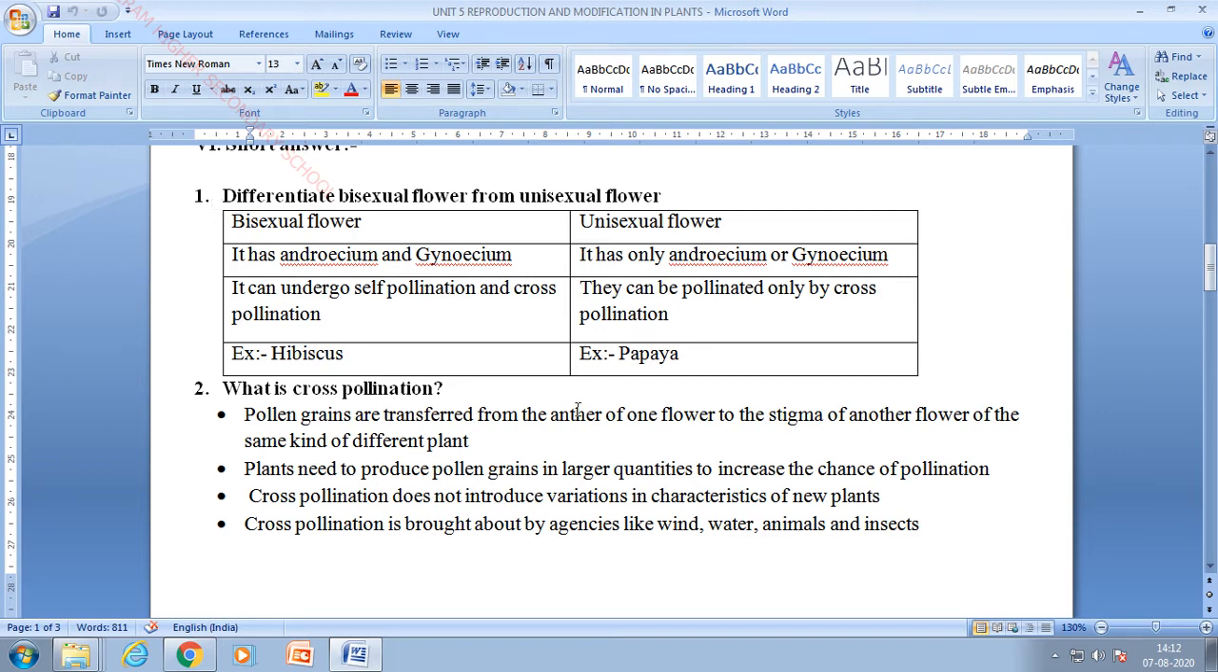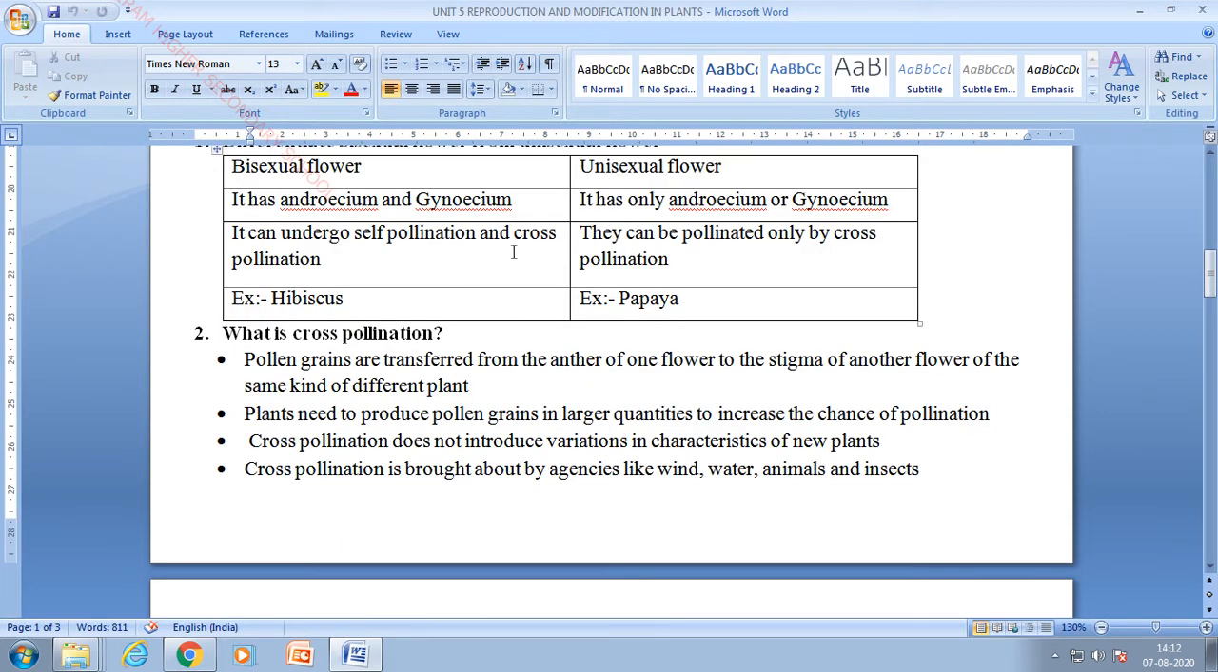Next one, what is cross pollination? So here itself we have seen what is cross pollination. You know very well, pollination is the process of transfer of pollen grains from the anther to stigma. So pollen grains are transferred from the anther of one flower to the stigma of another flower of the same kind of different plants. Looking deeper, it may seem confusing, but it is very simple.